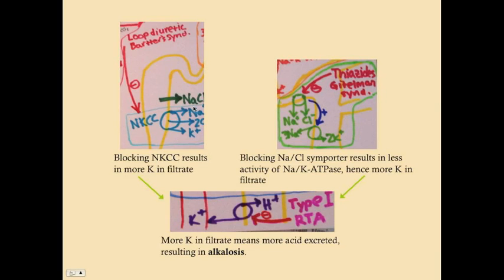So either your NKCC channel or your NaCl channel in your distal convoluted tubule will be underactive, causing a higher potassium in the filtrate, which ultimately results in increased hydrogen ion excretion, so an alkalosis.